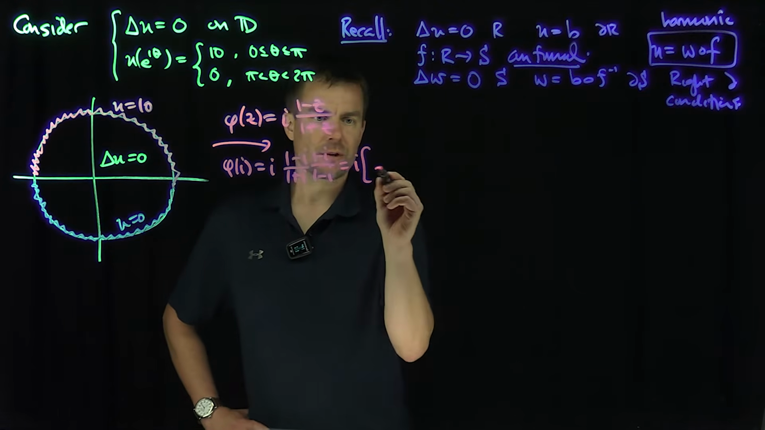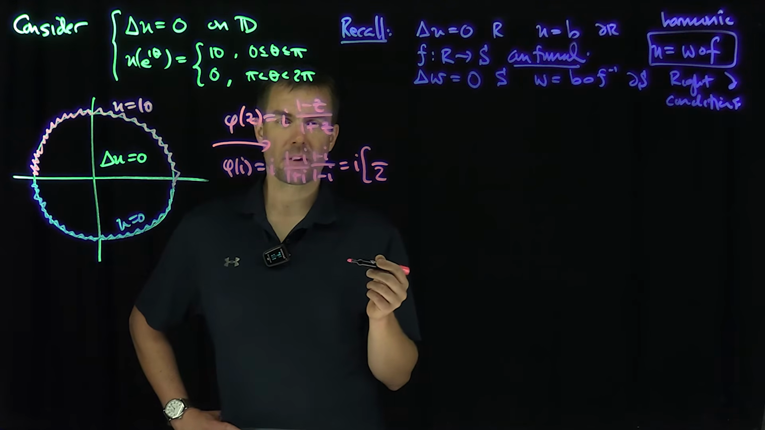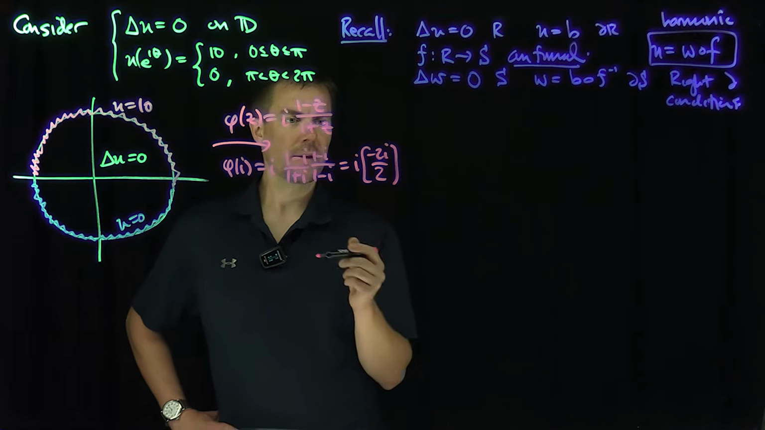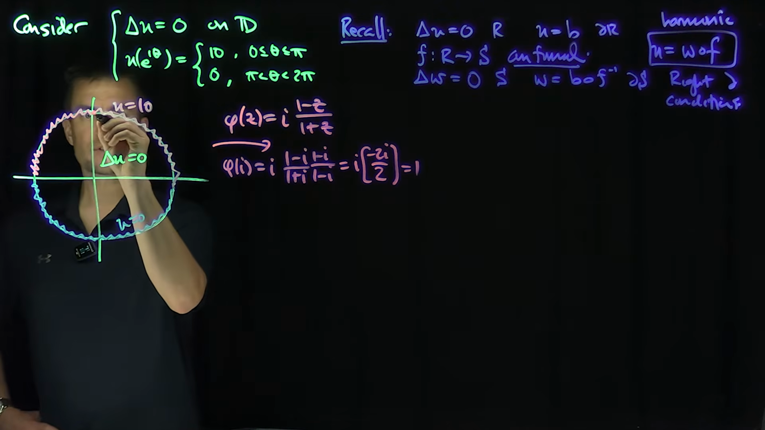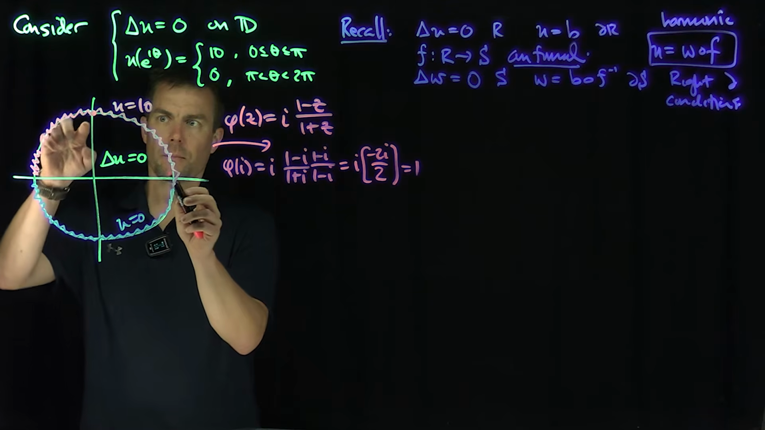And then we're going to have a 2 in the denominator. In the numerator we have 1, and then i squared is negative 1, and then we're going to have a negative 2i. And so that's going to be a 1. Great. So when I plug in i, phi goes to 1. So it looks like when I plug in 0 over here, I'm mapping to i. That's good.